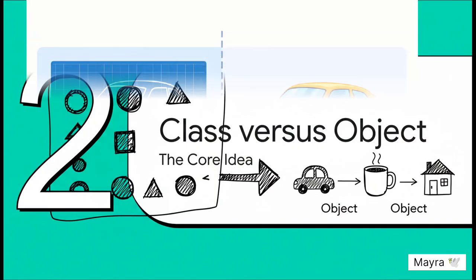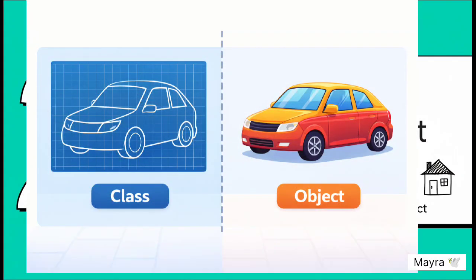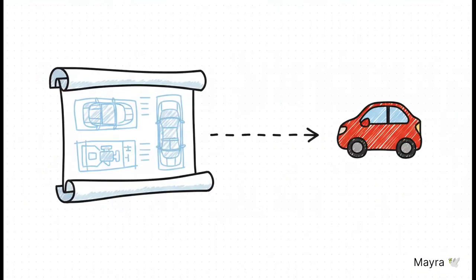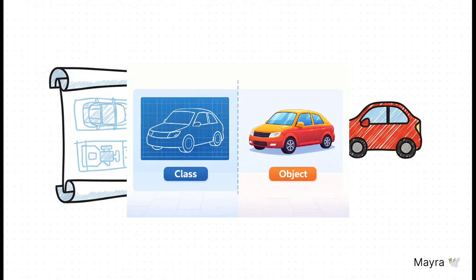Now, to really get OOPS, we need to understand one central idea. And this is a big one: the difference between a class and an object. Seriously, this is the foundation for everything else, so let's break it down. Think of a class like the blueprint for a car. It's the design, the plan, it has all the details. But you can't actually drive a blueprint, right? An object, on the other hand, is the actual car you build using that blueprint. It's the real thing sitting in your driveway. The class is the idea. The object is the real deal.